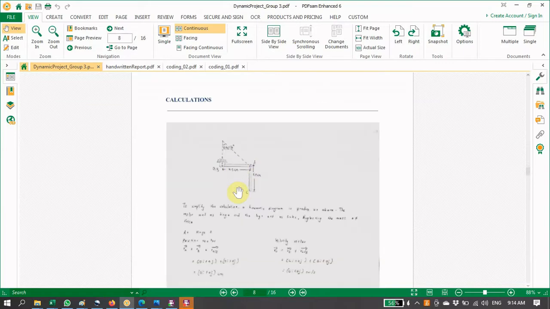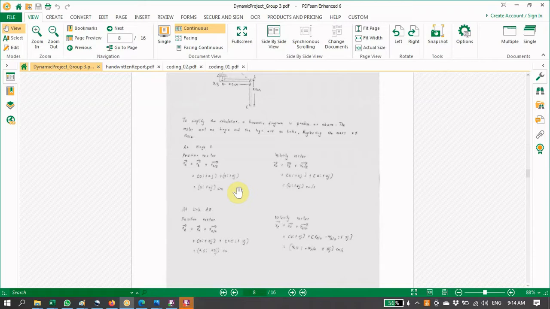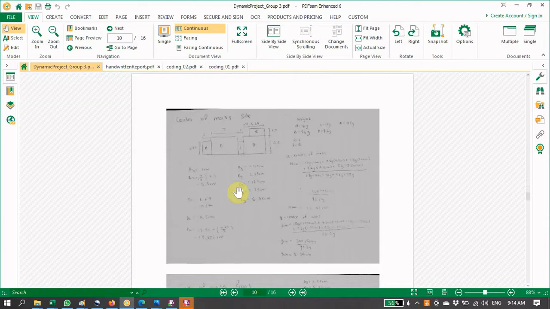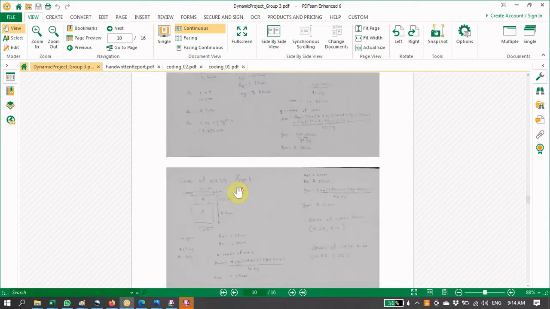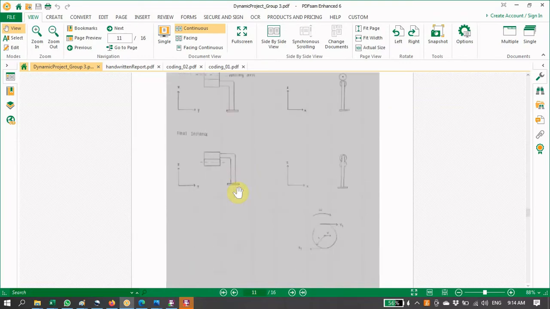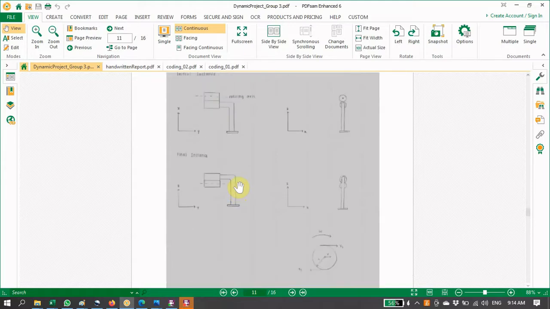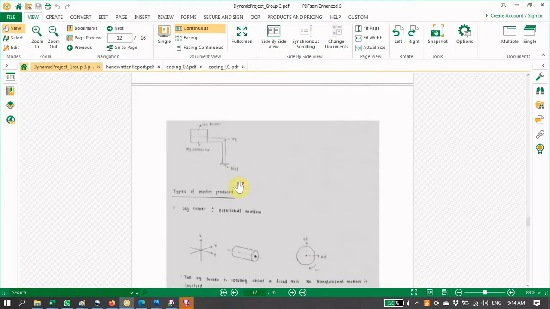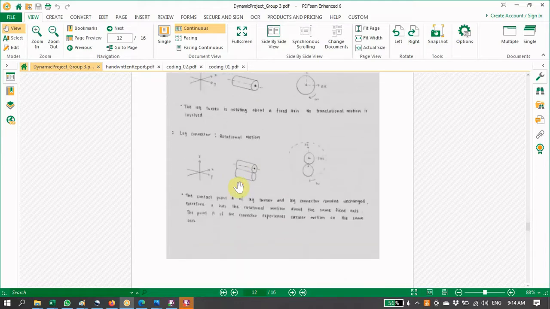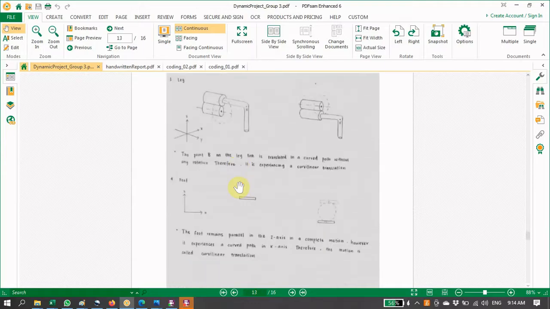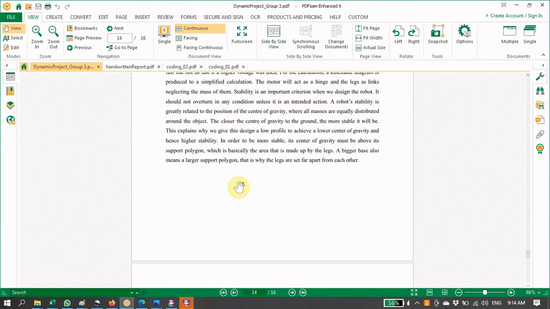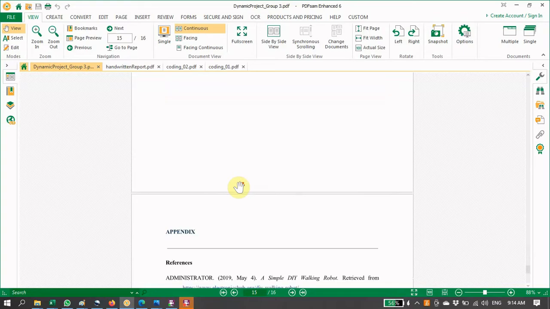And then they also made calculations using a vector analysis, and then they provide how to calculate the center of mass, then how they do the motion analysis, right? Defining the coordinate system, which is very important, right? And then they mention the type of motion that the component experiences, right? And then they made some discussion on what they observed, and then concluded about the project.